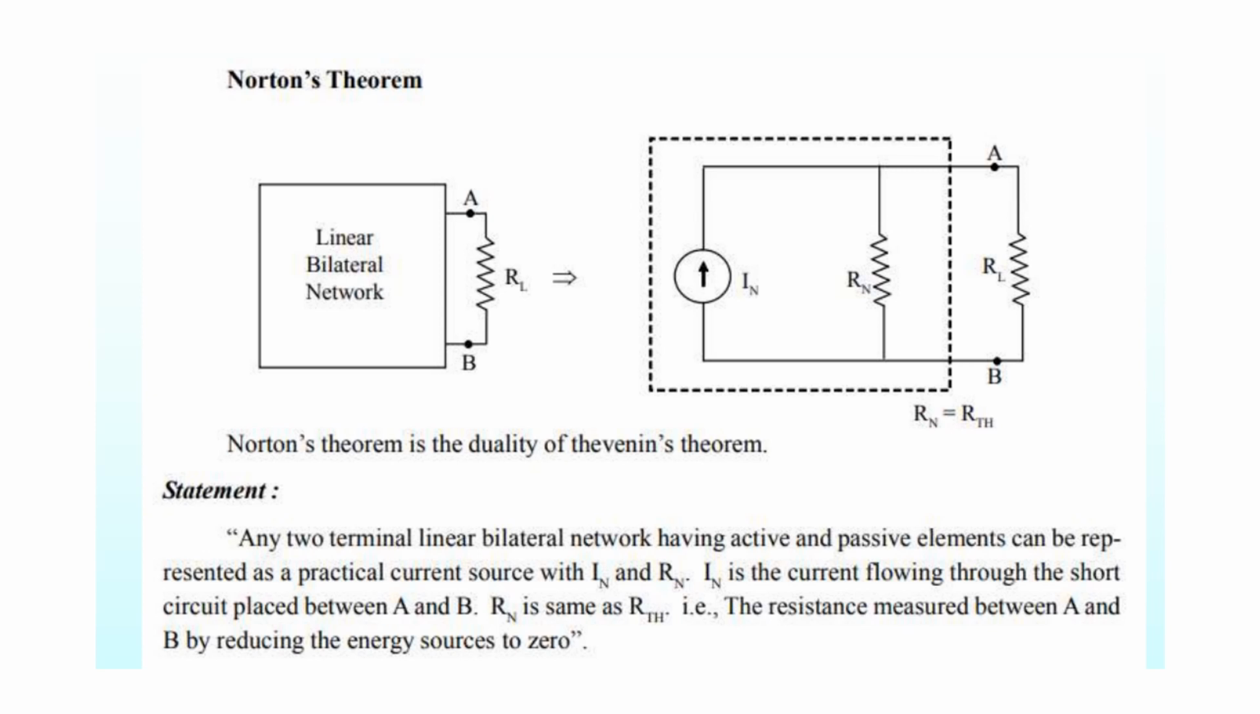Norton's theorem. Norton's theorem states that any two-terminal linear bilateral network having active and passive elements can be represented as a practical current source with IN and RN. And IN is the current flowing through the short circuit placed between A and B, and RN is same as RTH, that is the resistance measured between A and B by reducing the energy source to zero.